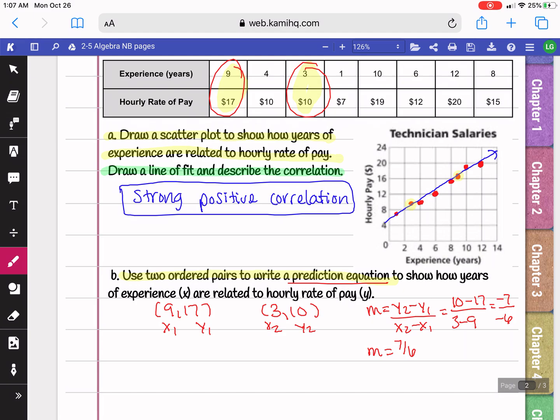Now I'm going to use point-slope form because I want to write an equation. So y minus y1 equals m times x minus x1. Our slope was 7/6, x minus 9. 7/6 times 9. 7 times 9 is 63. And then you would do 63 over 6.